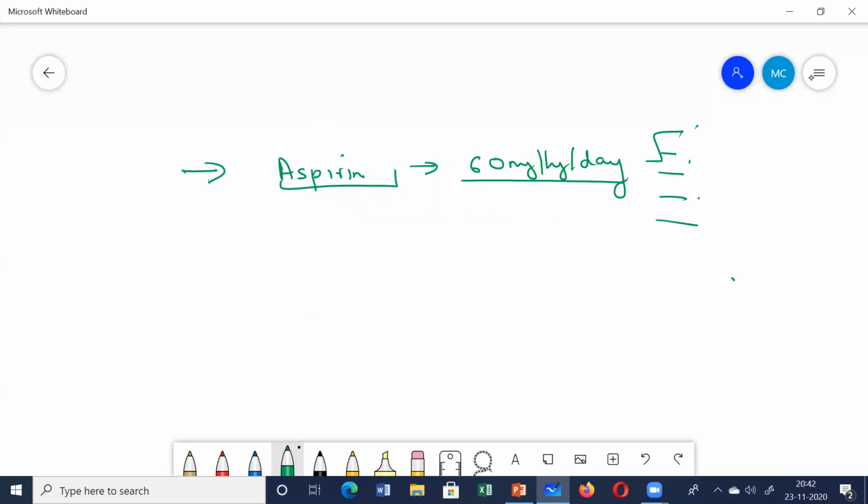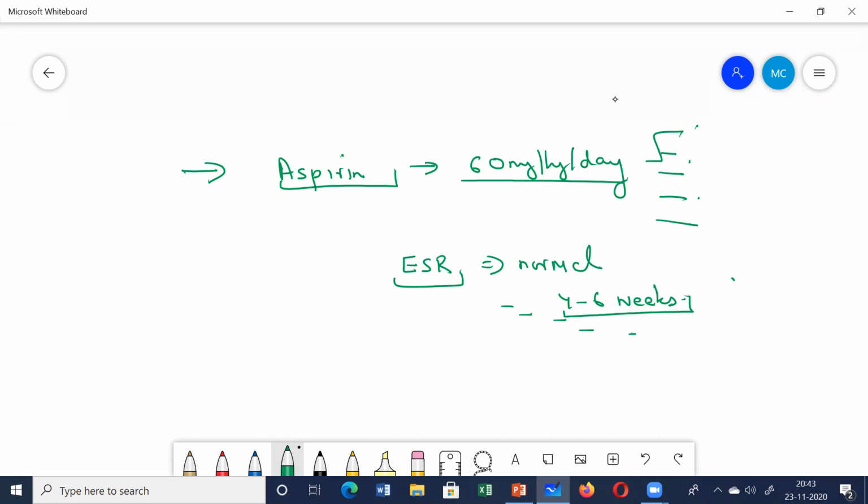We just aim that the inflammation should subside, and we wait for the ESR to come down to normal. Until the ESR is normal, we continue aspirin. And then gradually we are going to taper it down over a period of 4 to 6 weeks.